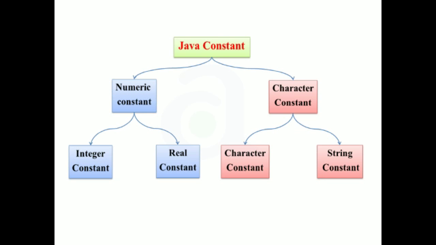Next we move on to the real constants. There are some occasions where integer constants or integer numbers are inadequate or insufficient to represent quantities that vary continuously, such as distances, height, temperature, prices, etc.